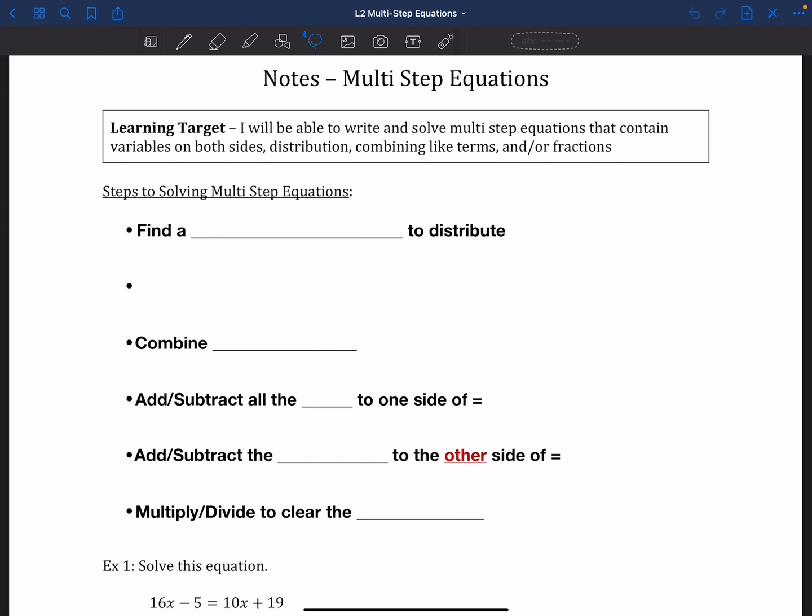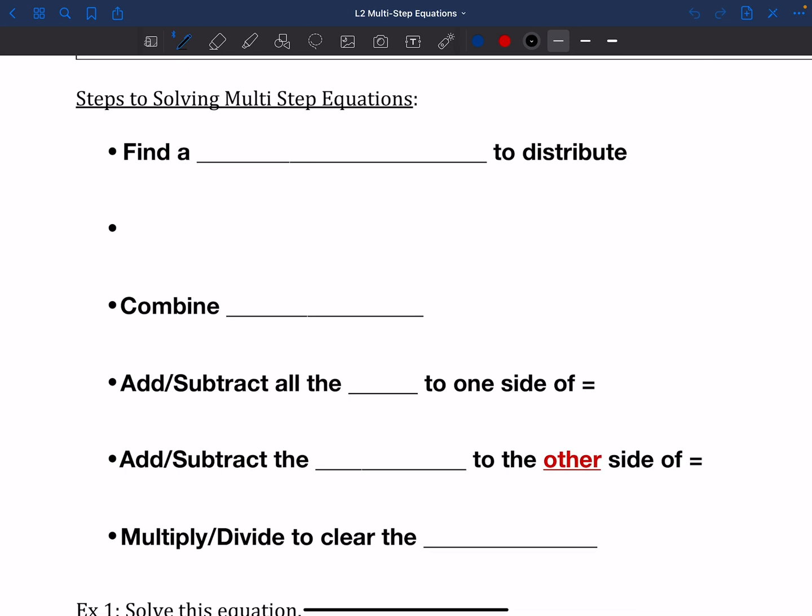Hello. So today we're going to talk about multi-step equations, right? They're not going to be all that different from the two-step equations and inequalities that we've been doing, except that there are more steps to do. Right off the bat, we've got all these different steps here. We might not need to do every single one of them every single time. It's really going to depend on what the equation has for us to do.